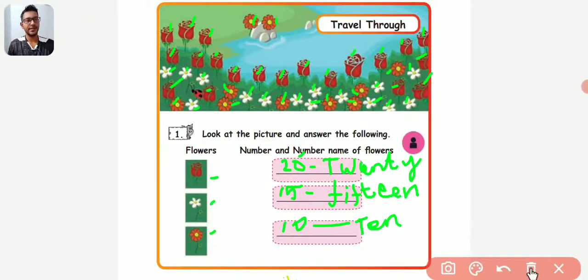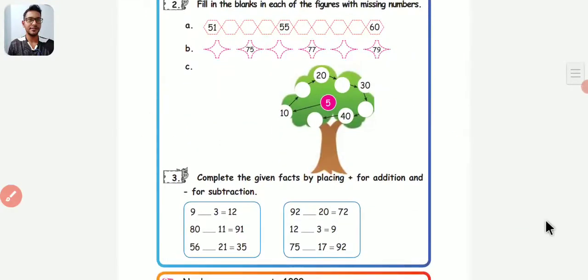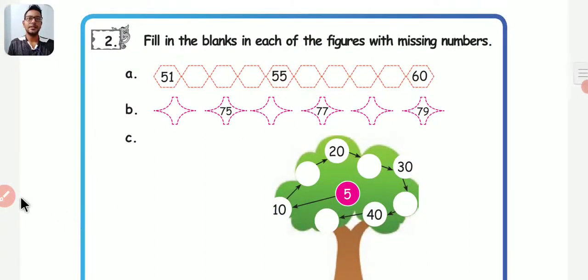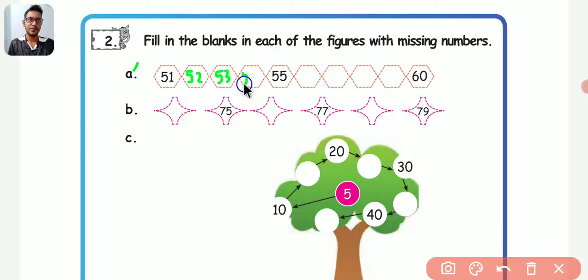So next, fill in the blanks in each of the figures with missing numbers. Now you see the A row. Here there are some missing numbers, and we have to find those numbers. So 51, here 55, here 60. So if you put 52, 53, 54, then you will get 55.